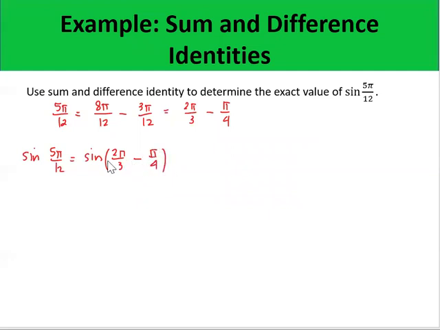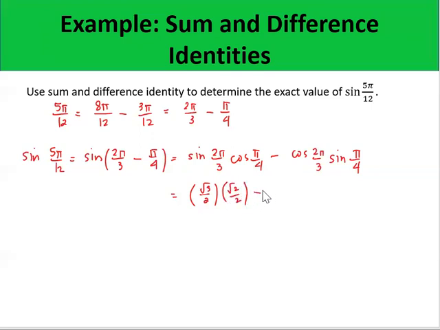Using the difference identity for sine, we can write this as sine of 2 pi over 3 times cosine of pi over 4, minus cosine of 2 pi over 3 times sine of pi over 4. Evaluating these trigonometric expressions, sine of 2 pi over 3 is positive square root of 3 over 2. Cosine of pi over 4 is positive square root of 2 over 2. And cosine of 2 pi over 3 is negative 1 half, while sine of pi over 4 is positive square root of 2 over 2.